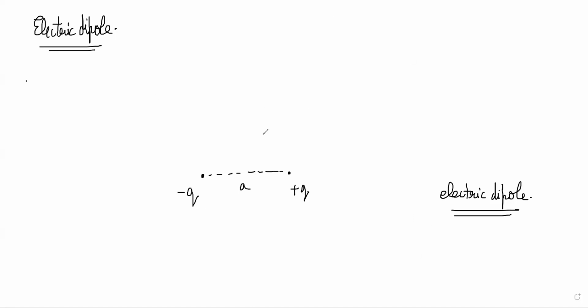Obviously, the way it can affect the space around it is by creating a field and some potential at some point. That's how any charge will affect any space. It can create field and potential, right? So our job right now is to predict what is the field and potential at a random point near a dipole.